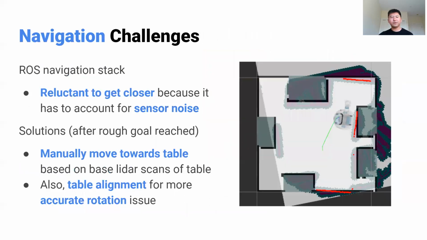There are also challenges when we implement the navigation. The ROS navigation stack didn't end up solving all the problems. The most challenging part is that the robot won't be able to get closer to the table because the underlying algorithm has to consider the sensor noise, as you see from the right screenshot. To solve the problem, we wrote code to manually move the robot towards the table after it's roughly at its goal position. We also try to align with the table to have better rotation accuracy.